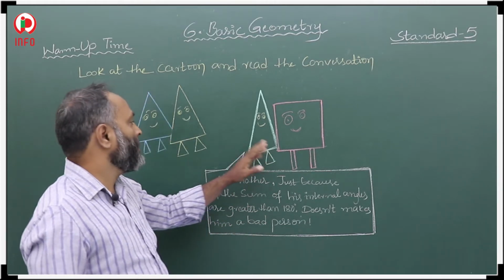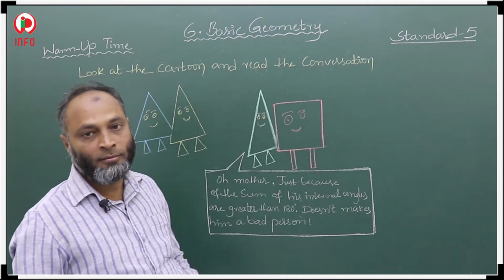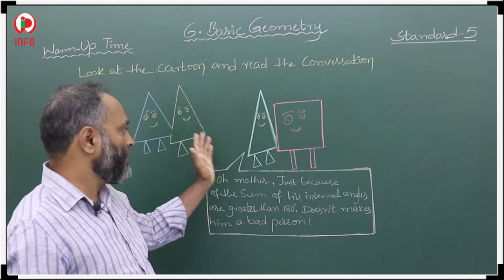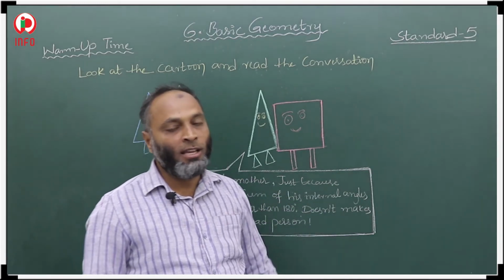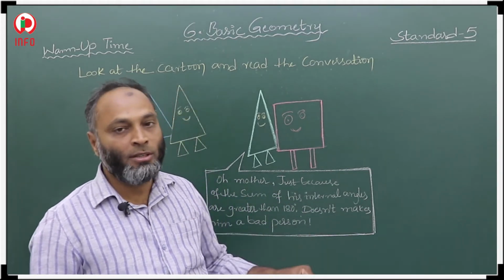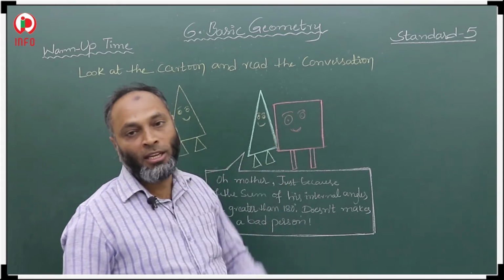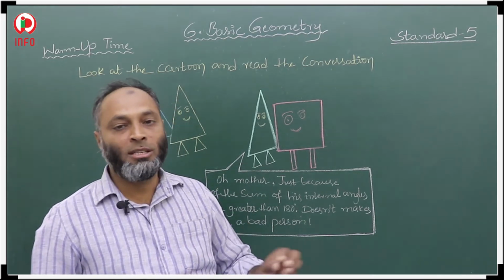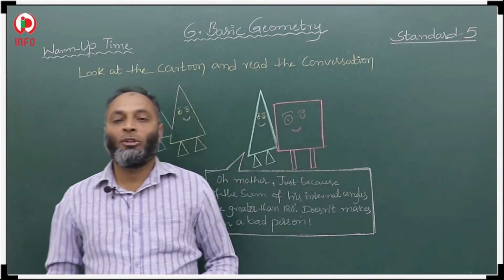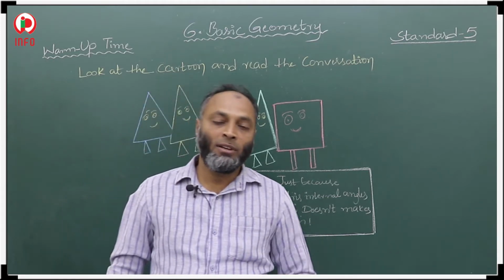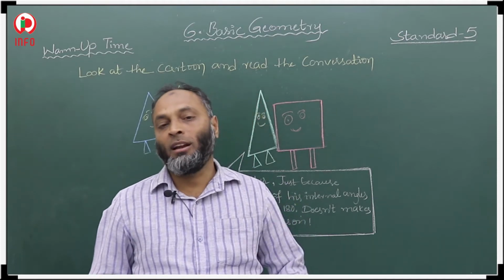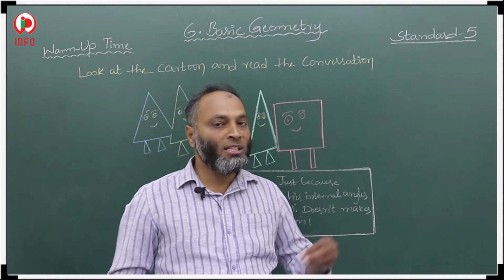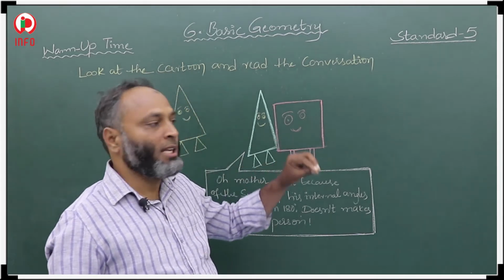Because of that, the other triangles put him aside and these two triangles join in one group. So this triangle is saying that having a sum of internal angles greater than 180 degrees does not make him a bad person, so that is why I want to join him in his group. What is the green triangle saying? On the basis of the angles, he wants to explain the internal angles of a triangle and the internal angles of a square, how the sum of the internal angles differs.